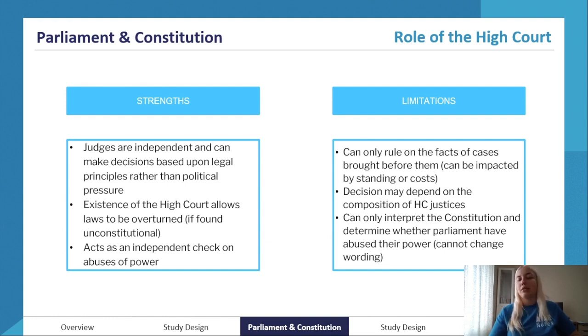Decisions may also depend on the composition of the High Court justices, because in the High Court, there are multiple justices actually making the verdict and the decision rather than just one single judge or person. And the High Court can only interpret the Constitution and determine whether Parliament have abused their power, but they cannot change the wording in the Constitution or make it any clearer or adjust it or anything like that.